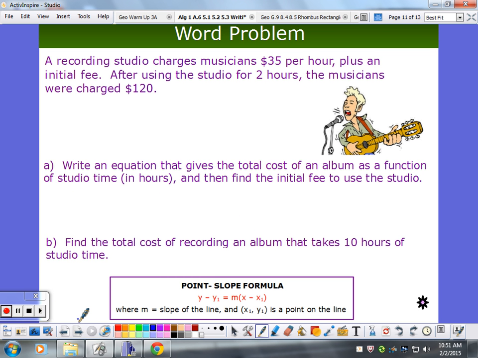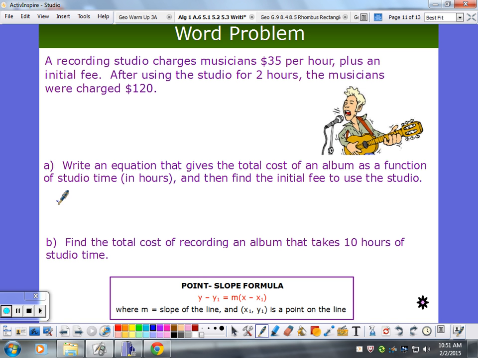I'm looking at a word problem here. A recording studio charges musicians $35 an hour plus an initial fee. There's some recording fee, a one-time fee. After using the studio for 2 hours, the musicians were charged $120. Wow, so we've got to figure out what's going on here, right? An equation that gives the total cost.